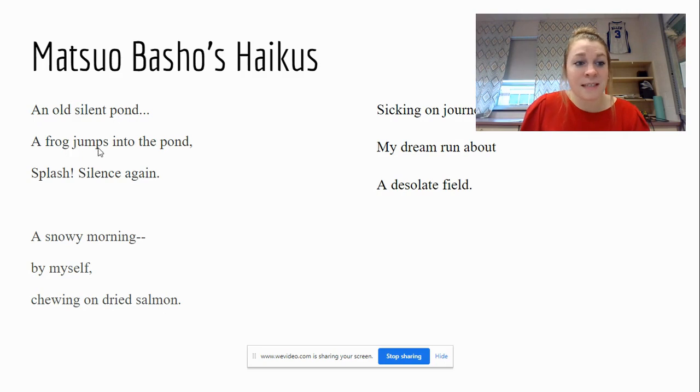But this is kind of depressing. He's saying splash, so something happens, society recognizes it, but then it goes silent again and right back to its old ways. So even though you do try to change society, it's always going to revert back to what it was. So that's the first one that we're going to look at.